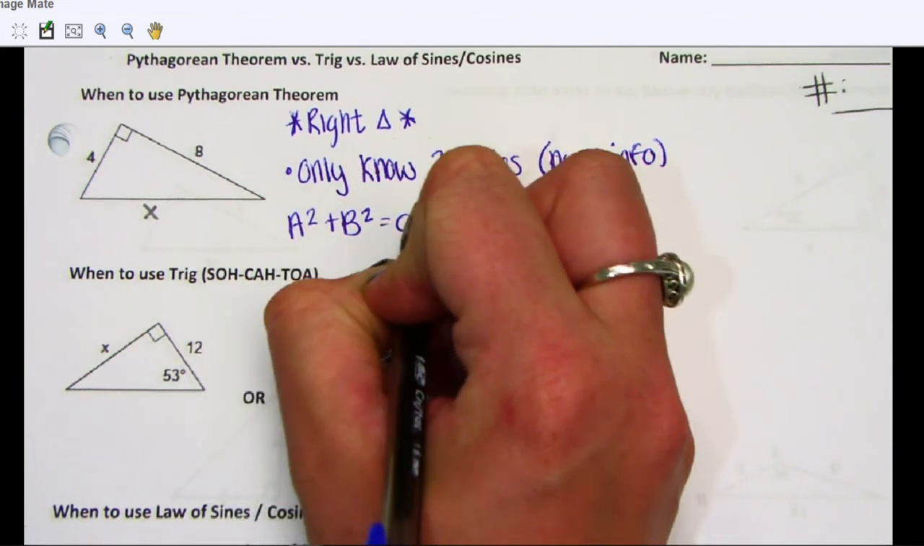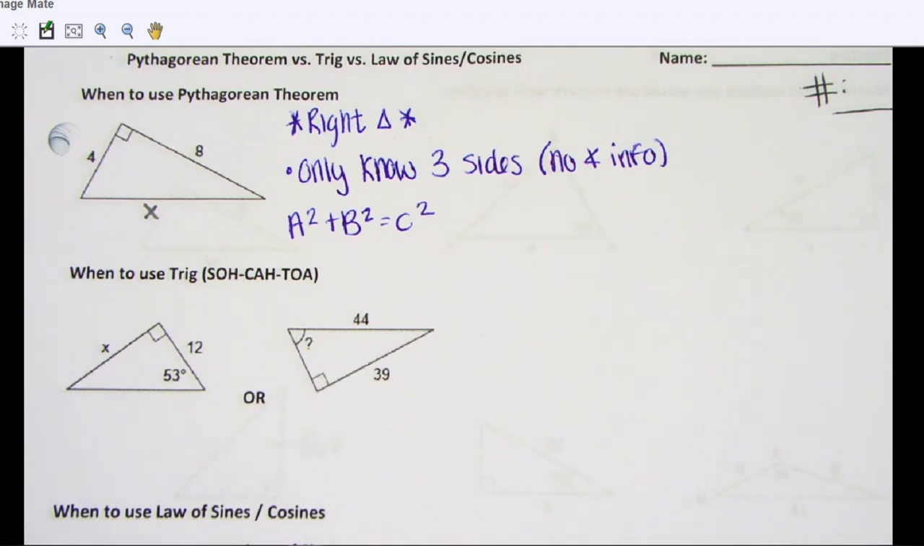On a problem like this, you don't want to use law of sines, law of cosines. Just use Pythagorean theorem. It's a lot faster. Anytime you're just trying to find sides, it's Pythagorean theorem.